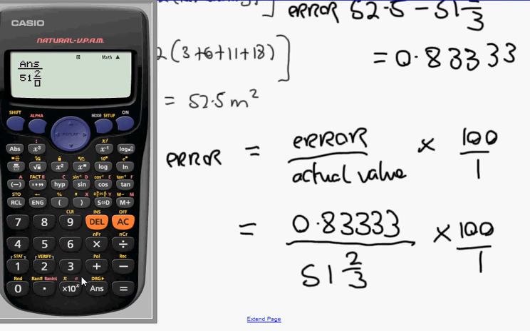Okay, paying attention there, guys? Andrew? 51 2/3. Shh. Okay, then you're going to multiply by 100 over 1.